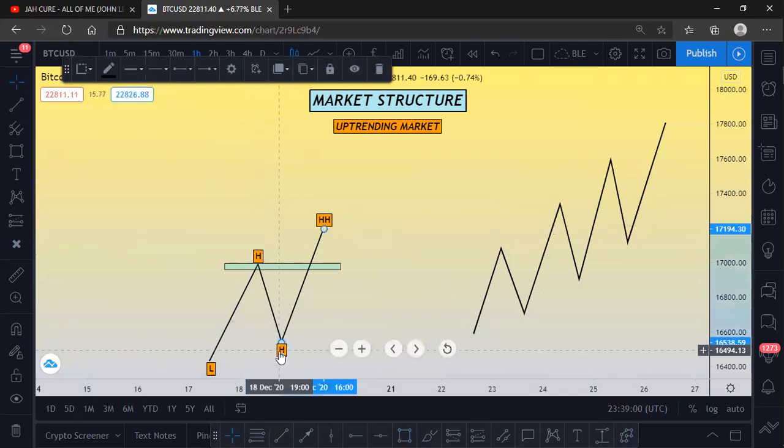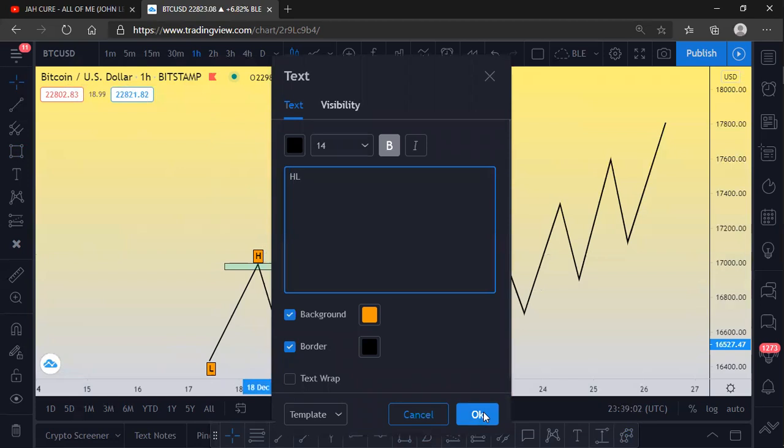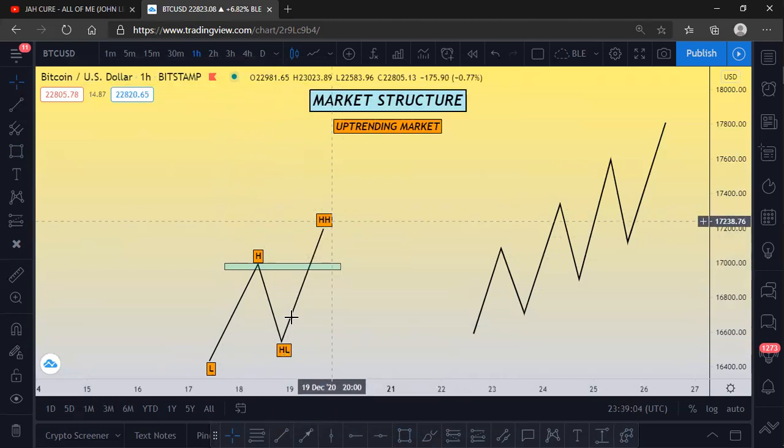Okay. So you understand this, HH HL. I don't want to type this. All right, good. Okay. So now we have a higher high and then a new higher low.